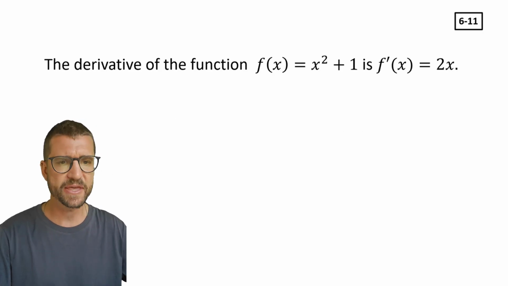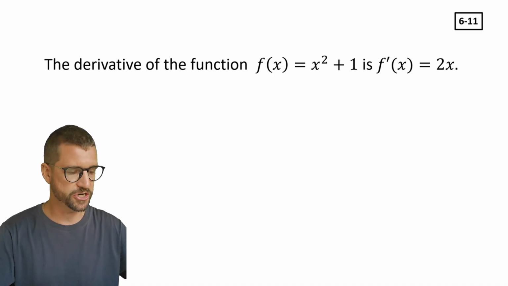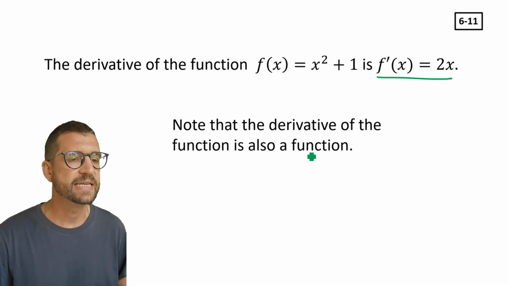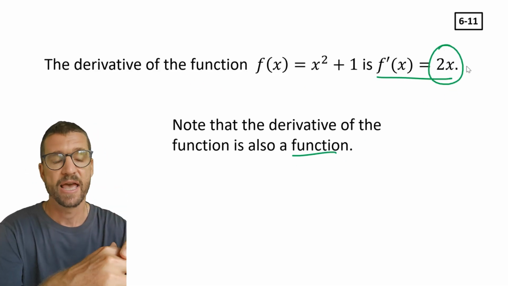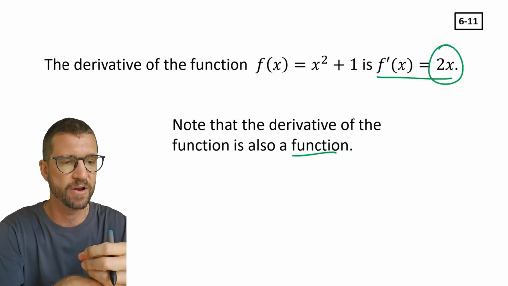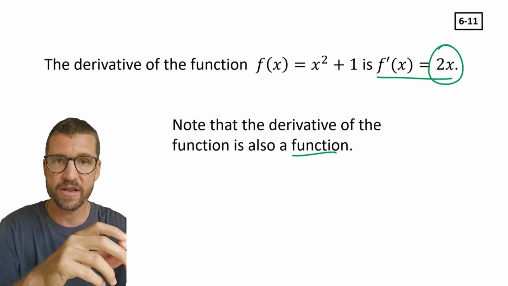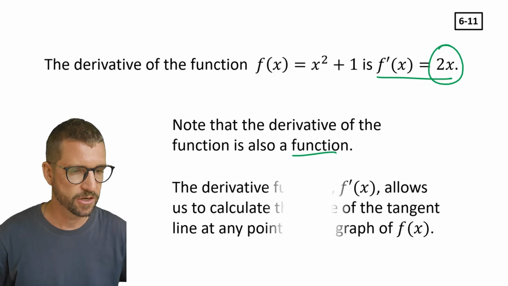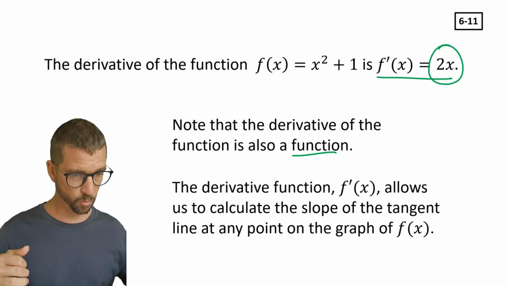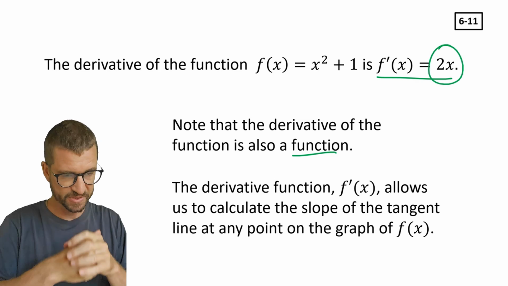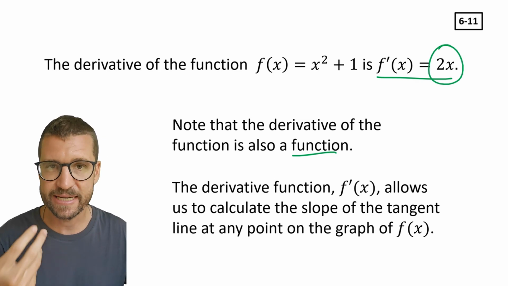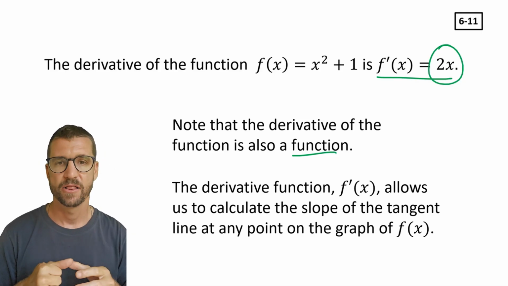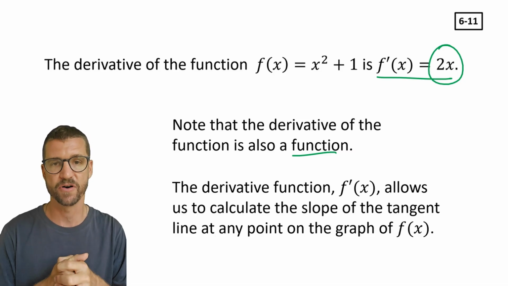Okay, so just a couple things here. The derivative of this function, all right, is 2x, and notice that the derivative is also a function. So I can graph, and we'll do this later where we graph the functions and their derivatives. So the graph of the derivative is also a function. That's all I want you to keep in mind, okay? And what this function allows us to do is calculate the slope of a tangent line at any point x, f of x.